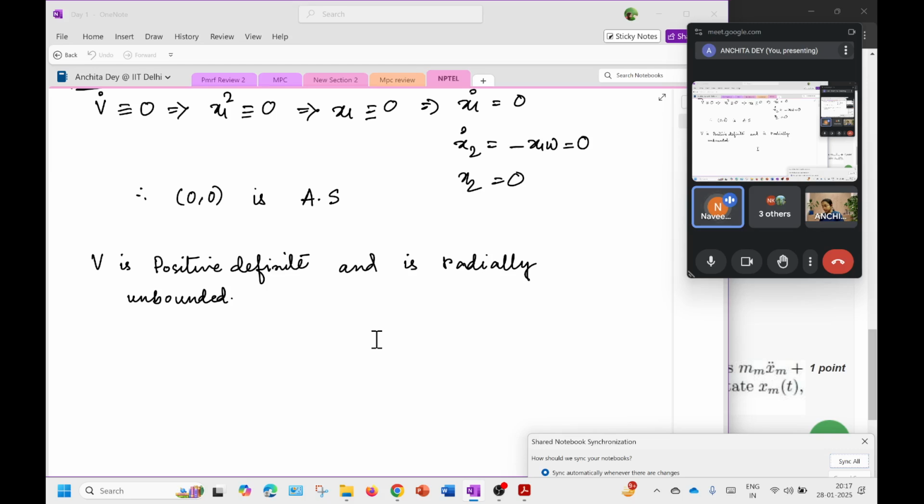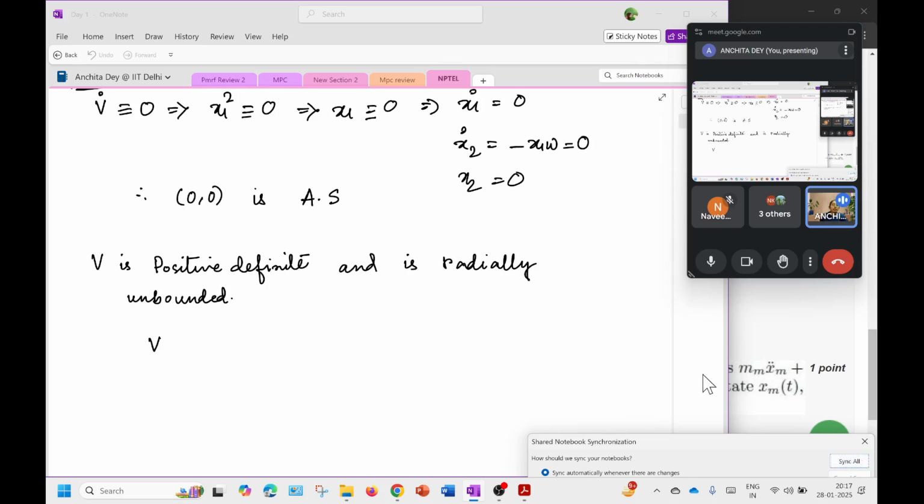So if you have gone through the courses, you would notice that provided your V is positive definite and it is also radially unbounded, then you can say that the origin is globally asymptotically stable. So why globally? Because wherever your states keep spreading, your V also keeps spreading and it keeps increasing. So it brings in the notion of globality in that case.